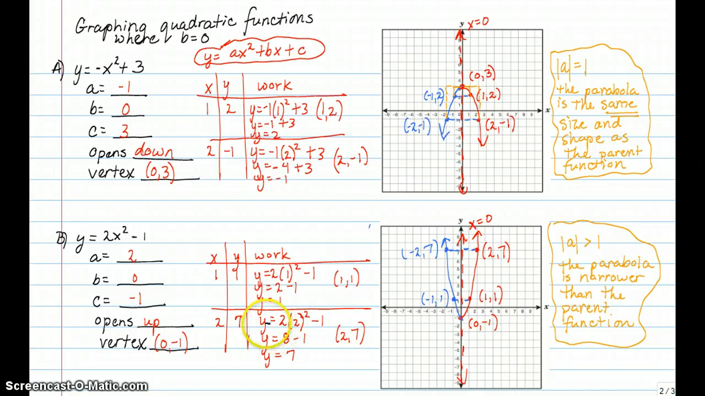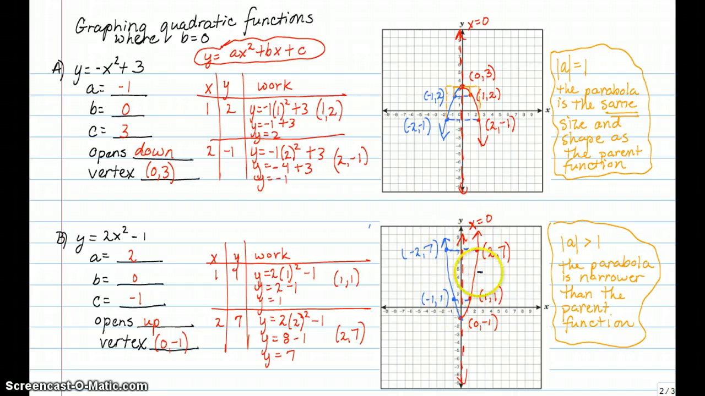When 2 is substituted in, y equals 2 times, in parentheses, 2 squared minus 1. 2 squared is 4, times 2 is 8, 8 minus 1 is 7. So the ordered pair is 2, 7. That point, 2, 7, is also 2 from the axis of symmetry on the right, so we go 2 to the left of the axis of symmetry and get negative 2, 7 in our reflection.